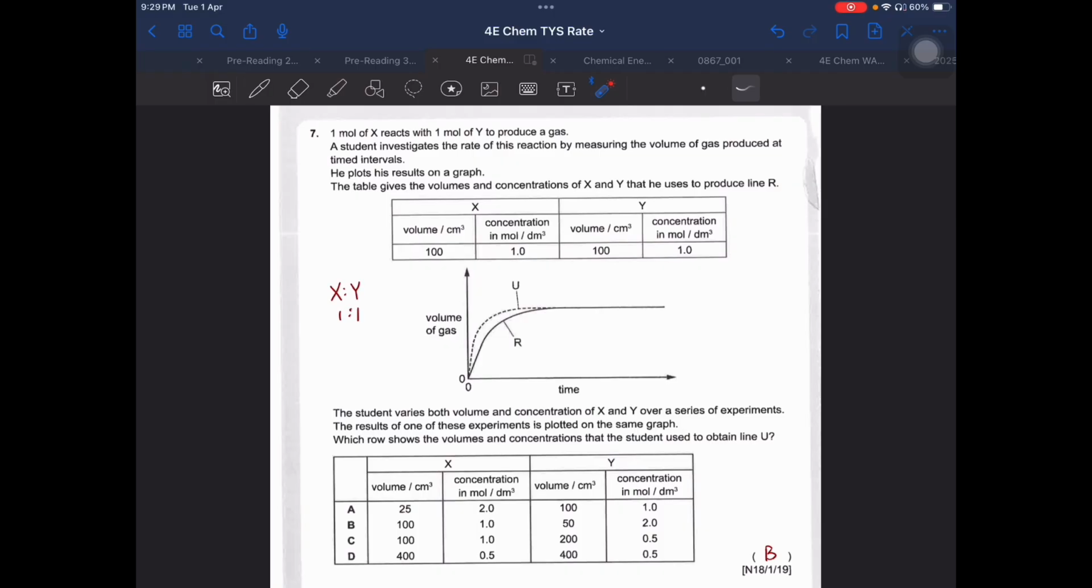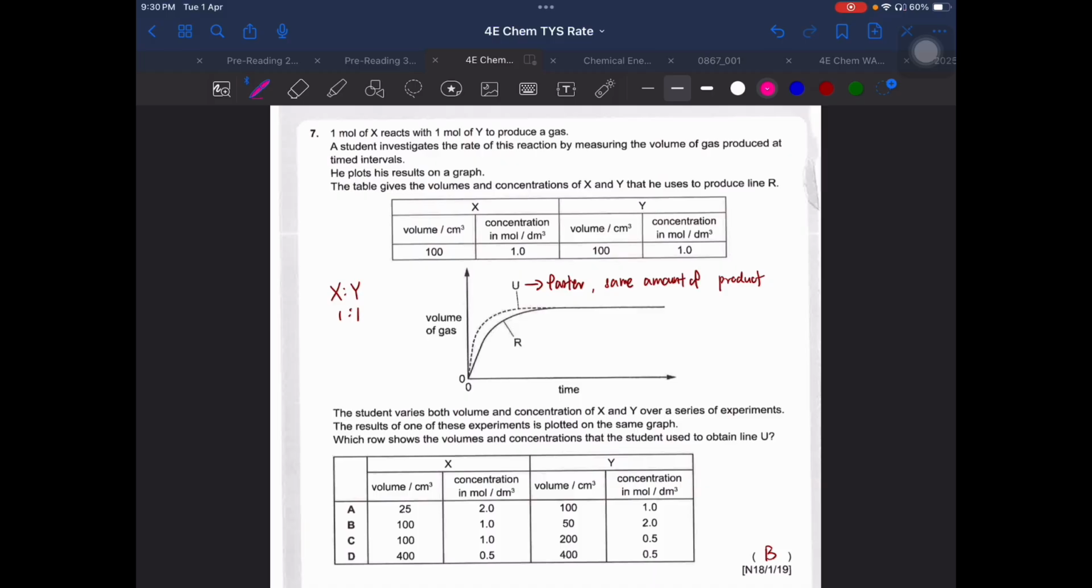A student then investigates the reaction by measuring the volume of gas produced at regular time intervals, plots the whole thing, and then he figures out this whole graph. So you look at graph R and you look at graph U. You realize that in terms of speed, graph U is faster, but the same amount of product. Which means that in terms of the mole, actually there wasn't a change.